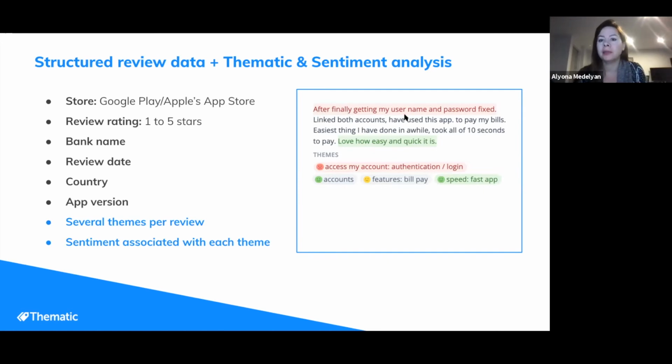After finally getting my username and password fixed, linked both accounts, use the app, pay my bills, love how easy and quick it is. So there were some issues with authentication and login, which is why it's in red. But ultimately, the speed was fast, which is showing in green. So we have our structured data, and now we can do lots of interesting things.